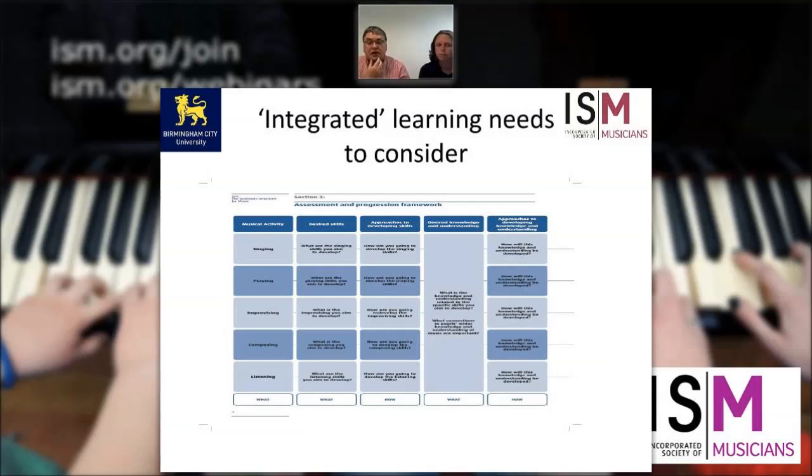Now, we know from work with, for example, teacher training students, they find it much easier to plan for activity than they do to plan for learning. And so one of the things that we're trying to unpick in this part of the framework is what really is the learning that's going on as distinct from the doing.